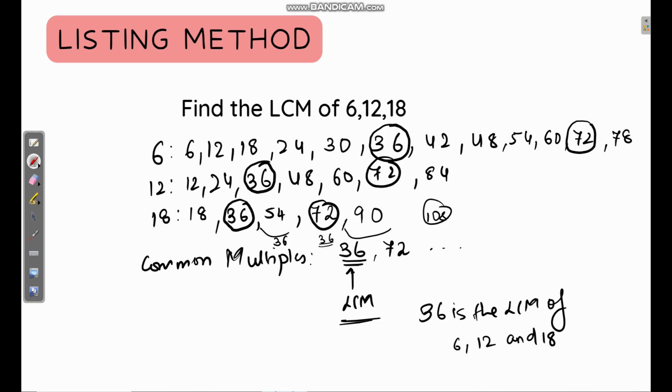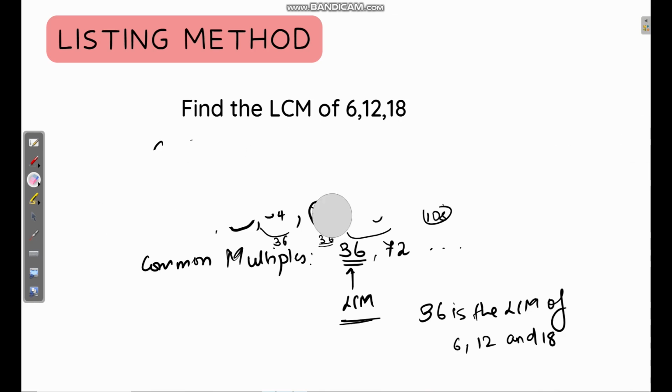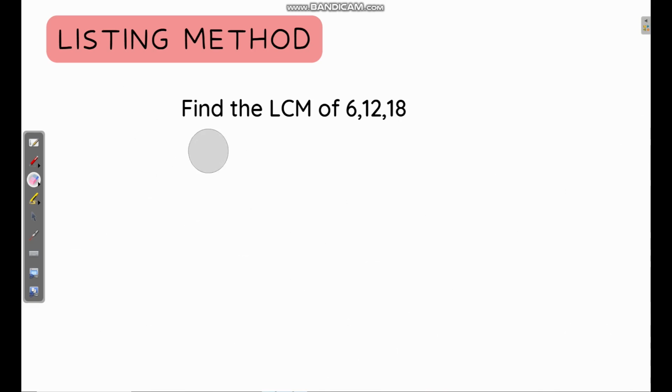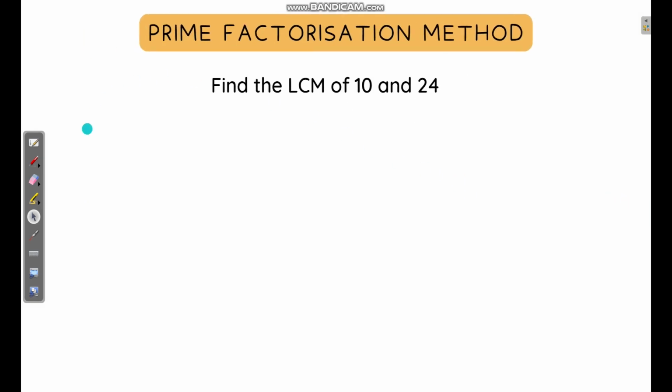So let's solve one more question. Let's find the LCM of 10 and 24, but now let's use the second method. So how to find LCM using the prime factorization method? There are two numbers right now, but there can be 3 numbers, 4 numbers.